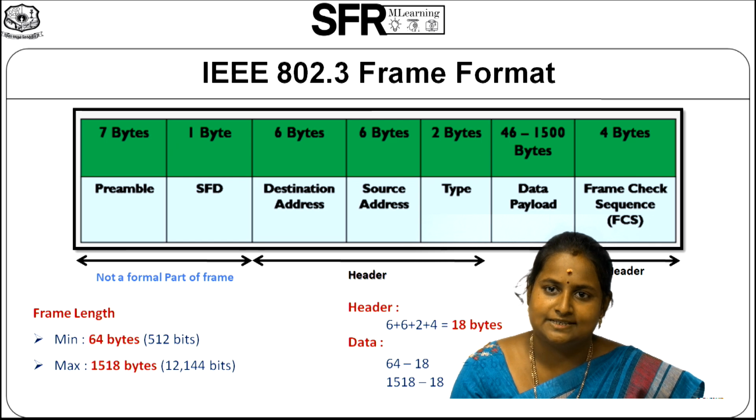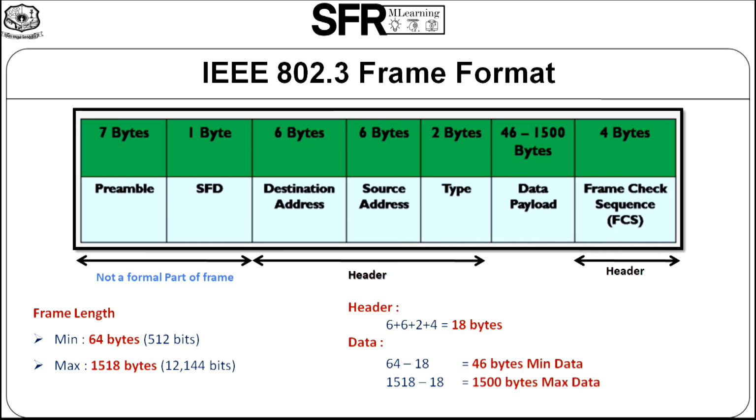First, we are going to see the frame format for Standard Ethernet. The standard number used for Standard Ethernet is IEEE 802.3. Here, there are 7 fields in total. Among them, the first 2 fields, preamble and SFD, are formally not a part of the frame, because these are encapsulated only at the physical layer. So, they are not a formal part of the Standard Ethernet frame.